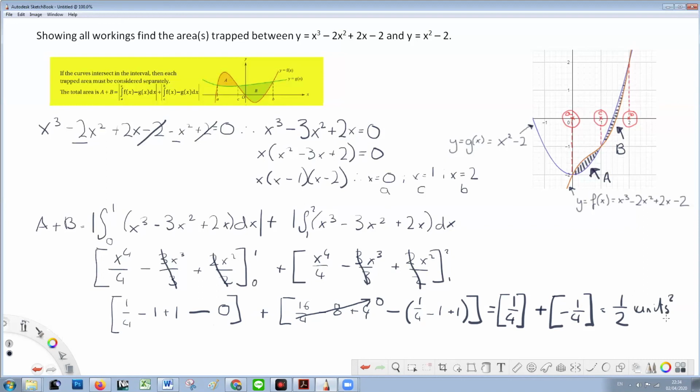I suppose starting off, it looks like quite a complicated question, especially considering you're not really given an awful lot of information. But if you stick to the formula, especially for the area bound by two curves for integration, A plus B is equal to the integral of f of x minus g of x plus the integral of f of x minus g of x, it's pretty easy to work it all out.